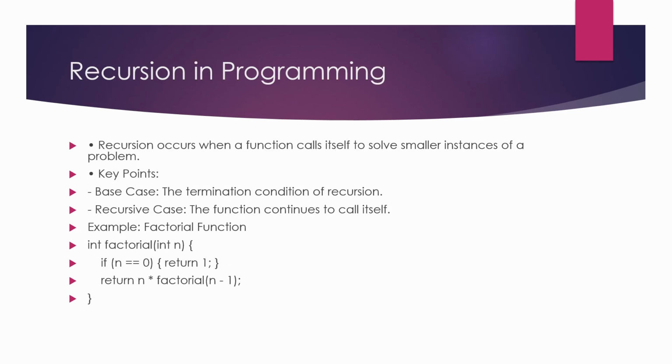Now let's dive into recursion. Recursion occurs when a function calls itself to solve a smaller instance of the problem. Recursion consists of two parts, the base case and the recursive case. The base case defines when the recursion should stop, and the recursive case calls the function again with a modified input. For example, in a factorial function, we keep calling the function with smaller numbers until we reach the base case, where n equals 0.